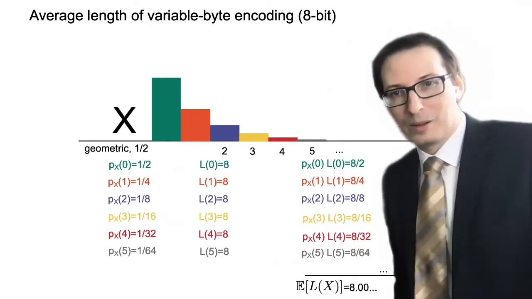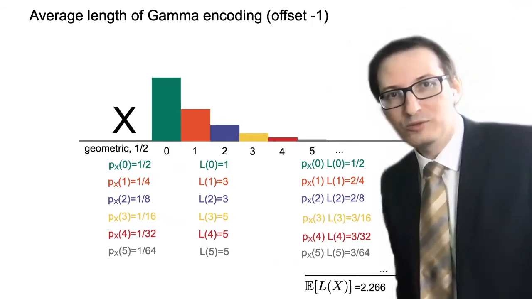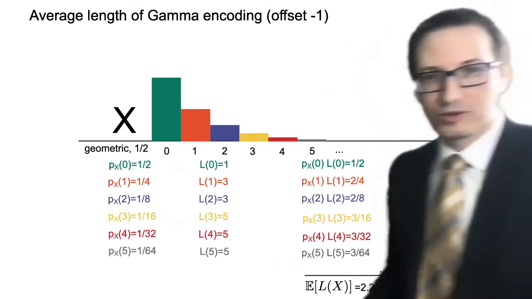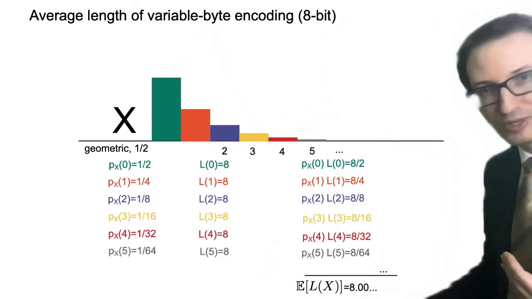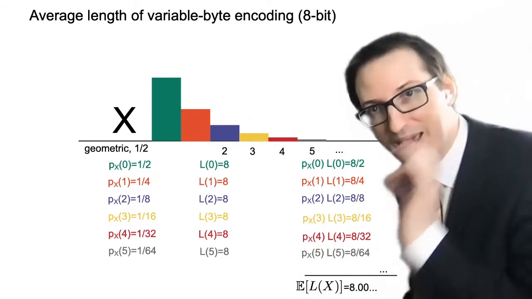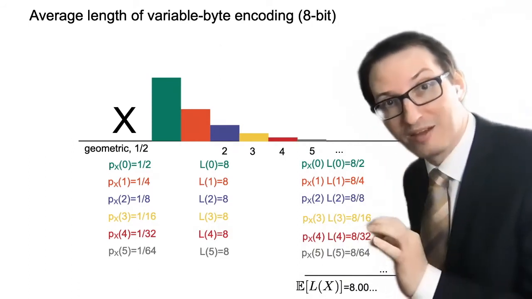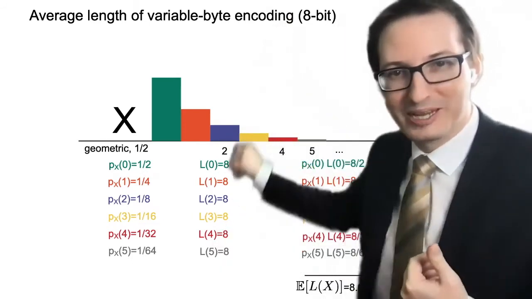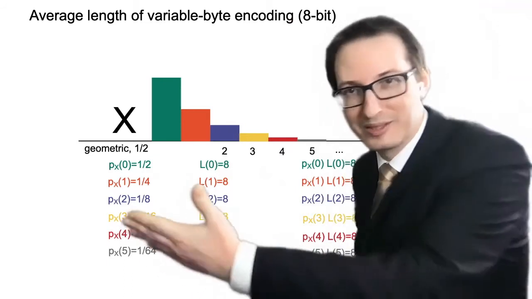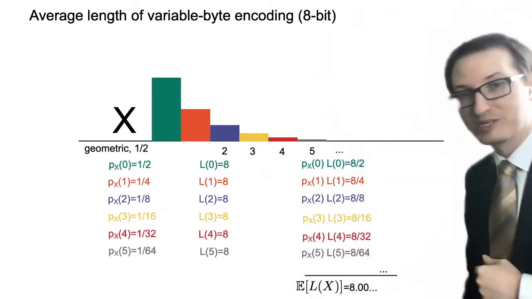Now, what am I doing? Yes, if I take a different encoding, so here I put the variable byte encoding of 8 bits, and I got an average length of 8. It means that on average, I need 8 bits to encode every integer. Well, that's not very surprising, right? Because I'm basically encoding everything on 8 bits, and those that need more are actually negligible. So it's not really surprising.